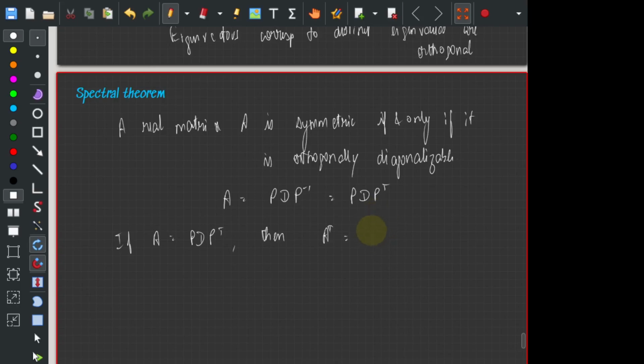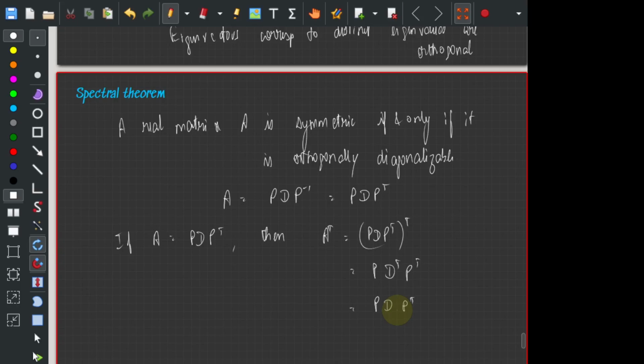It's P D P transpose whole transpose, which is P D transpose P transpose. But what is D? It's a diagonal matrix. So what is the transpose of a diagonal matrix? It's equal to itself, right? So this is equal to P D P transpose. So if I can find a matrix which is orthogonally diagonalizable, then it must be symmetric. But the other way around is not that simple, correct?